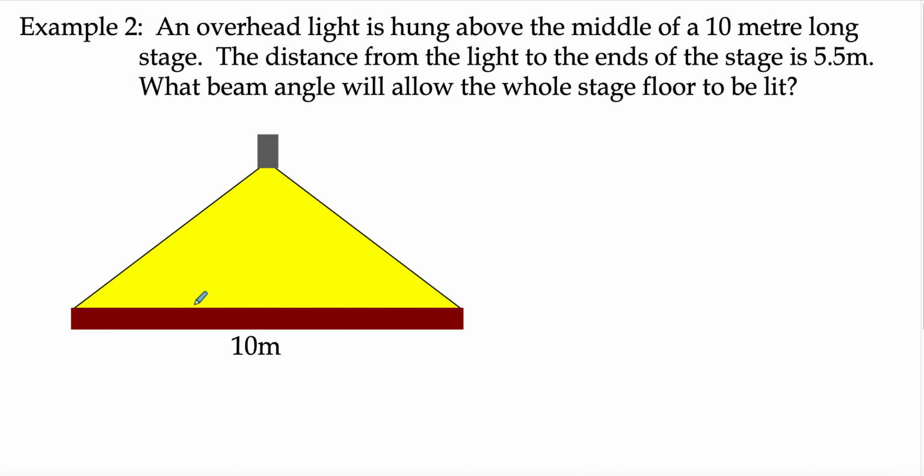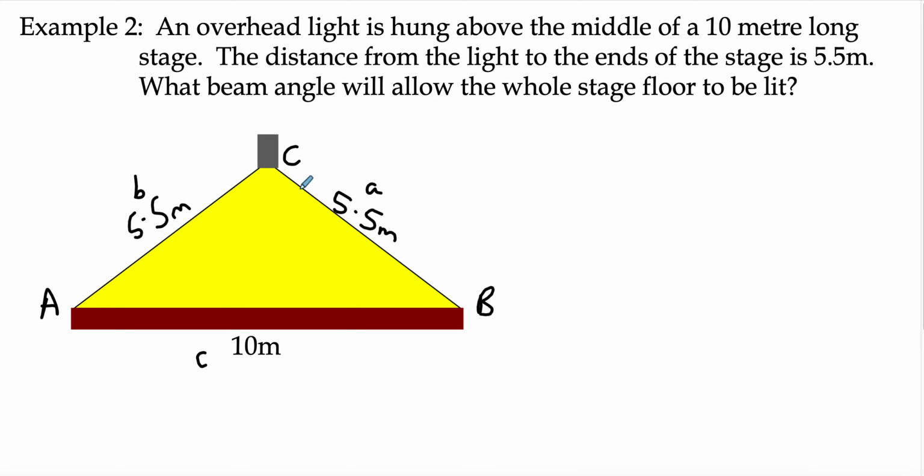So we've got 10 meters on the base of the triangle. The distance from the light to the ends of the stage means that that's 5.5 meters on either side. It's in the middle of the stage, so these are equal. It's an isosceles triangle. If in doubt, draw a separate triangle here without all the extra bits. But effectively, what we need to do is add in some letters. So let's just go A, B, and C up here, and therefore small a, small b, and small c.